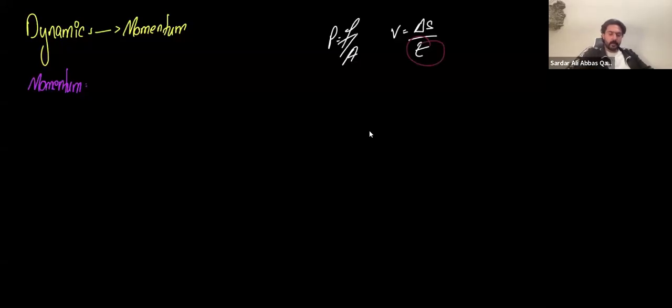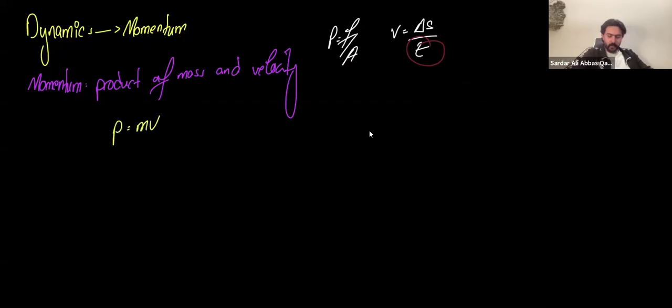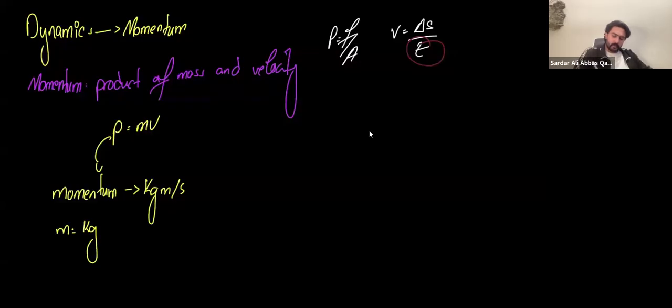So what is momentum? Momentum is the product of mass and velocity. It's written as p equals mv, where p is your momentum. The units of momentum, you have to remember them: kg meters per second. You can also write this as kg m s to the power minus 1, but that is what you learn in AS, so we'll just leave it for now. m is in kg, which is your mass, and v is in meters per second, which is your velocity.